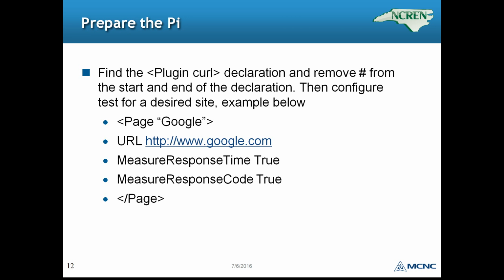And in this case, this example shows you how you add an option for Google. Okay, so as you can see in that example, you've got less than page, double quotes, Google, double quotes, greater than. That is basically just giving it a name so we can identify this when it's in the database. Okay, the URL that we want to run the test against, what values we want to get out of that, which is a response time and the response code. We're going to set those to true, and then we're going to close that page with a /page.